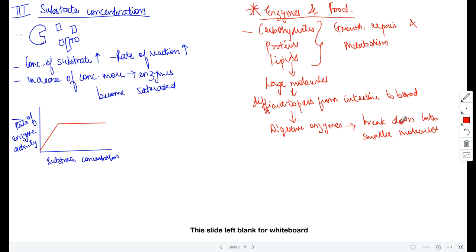Now once they are broken down into smaller molecules, what happens? They are now transferred from the intestine to the blood. And once these smaller molecules come into the body, different enzymes will use them as raw material to synthesize larger molecules. So it becomes like a circle, right? The enzyme circle. Smaller molecules, then enzymes use these molecules as raw materials.